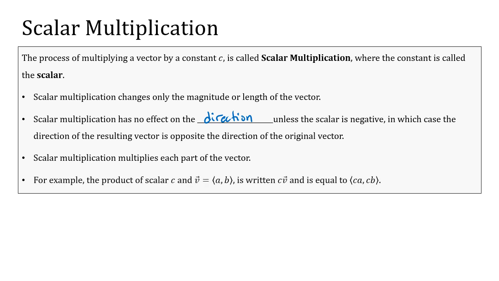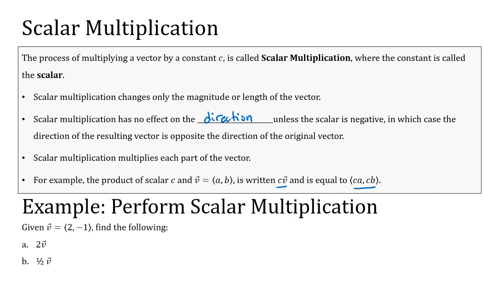Scalar multiplication multiplies each part of the vector. For example, the product of some scalar c and some position vector a, comma, b would be simply written as c times vector v, and it would be equivalent to the position vector c times a, comma, c times b.